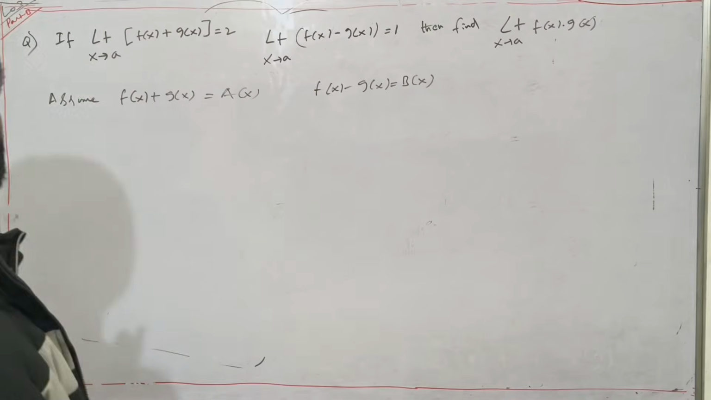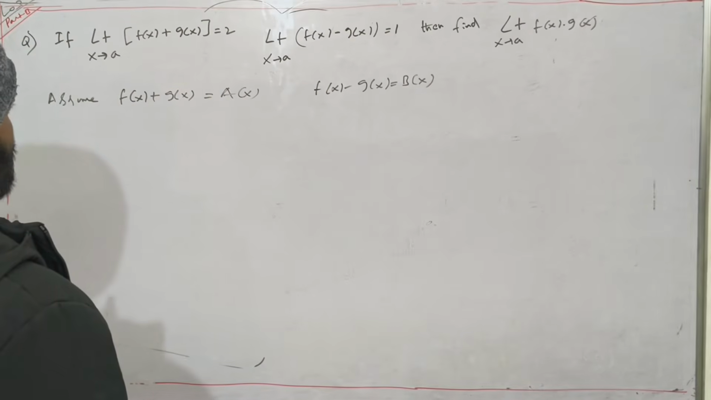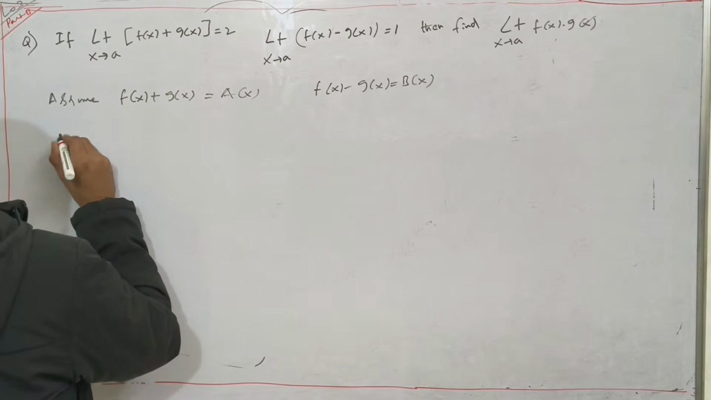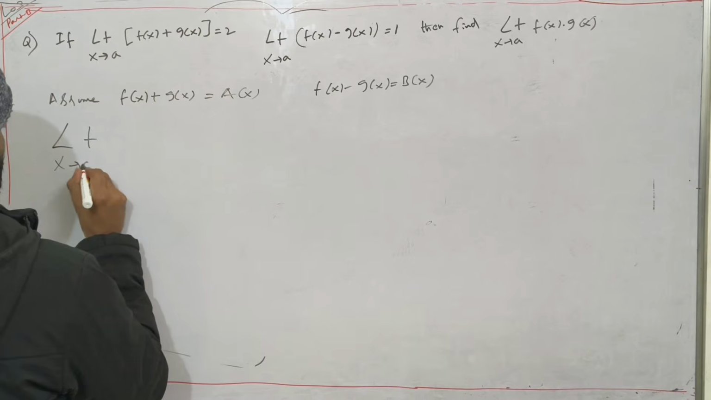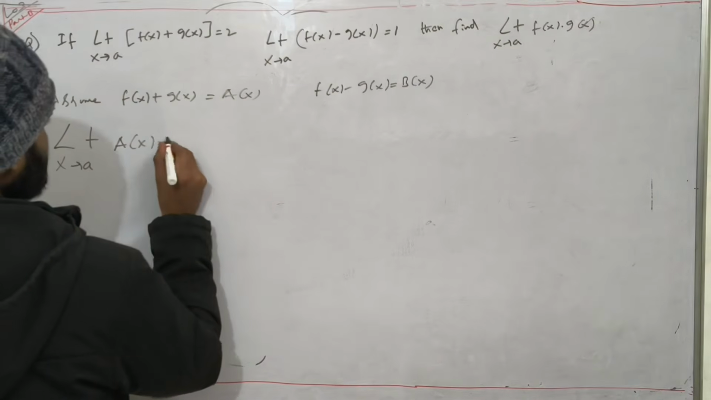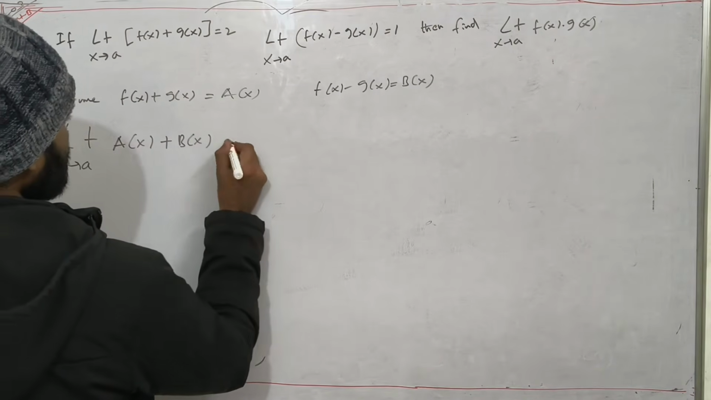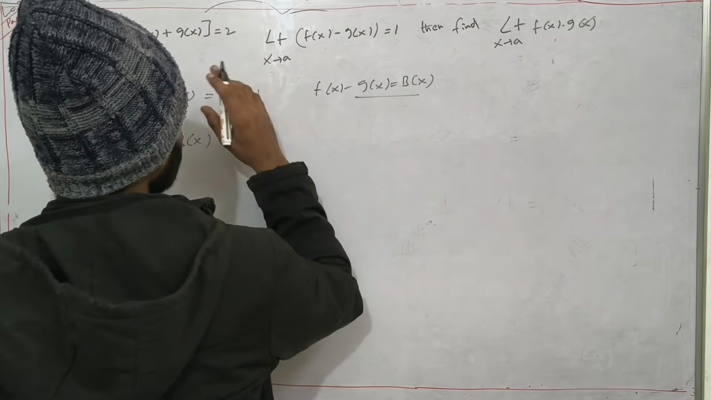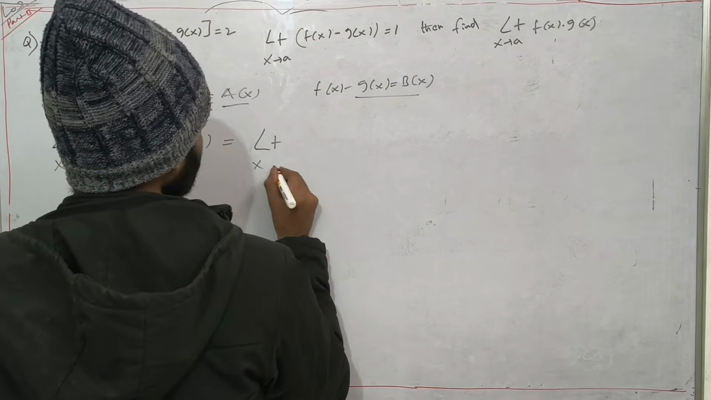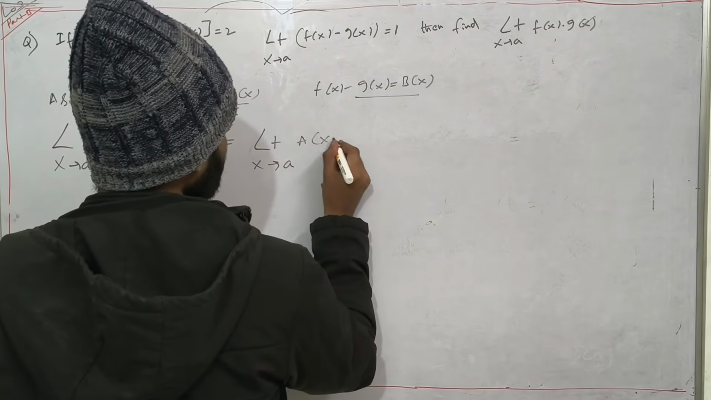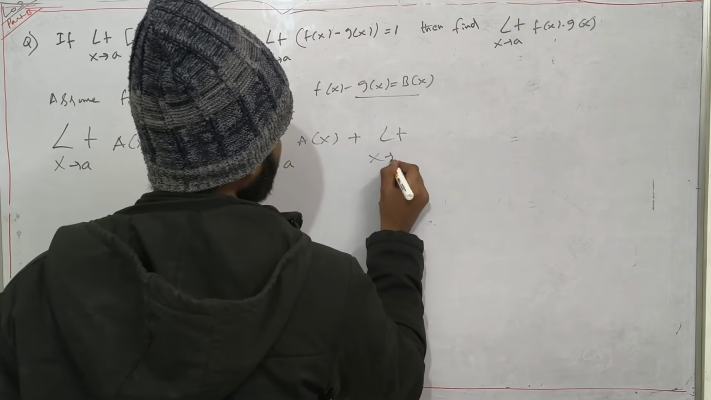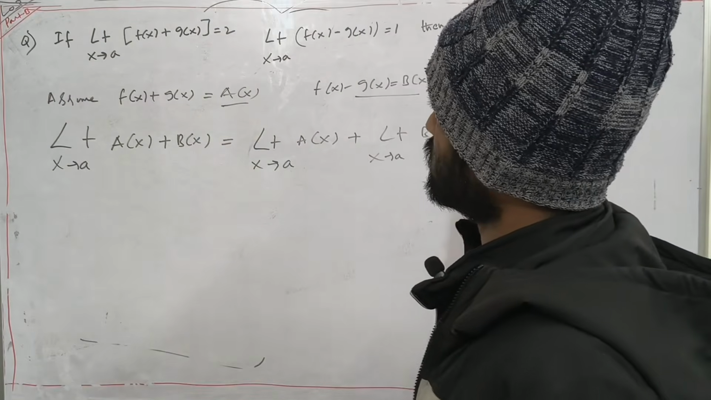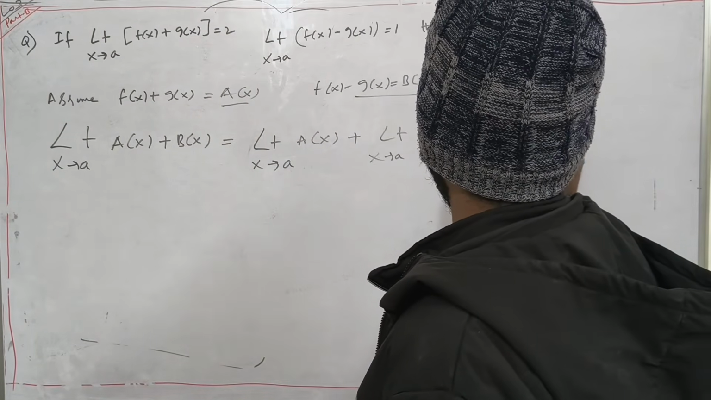Okay, so what we can do here: since the individual limits exist, I want to find limit x tends to a of a of x plus b of x, which, since individual limits exist, we can write using the first rule as limit x tends to a of a of x plus limit x tends to a of b of x. Okay, good. So this is equal to some L plus M.